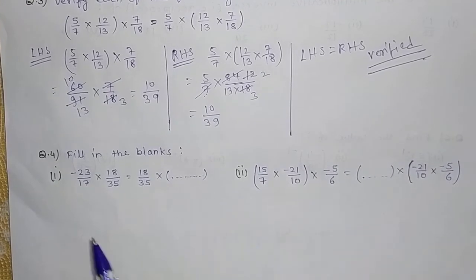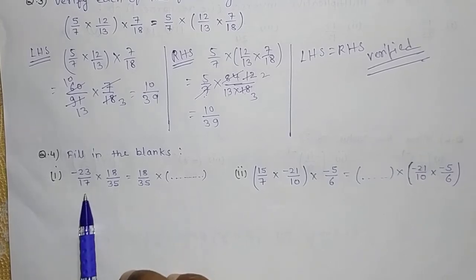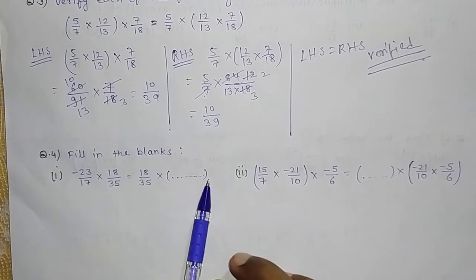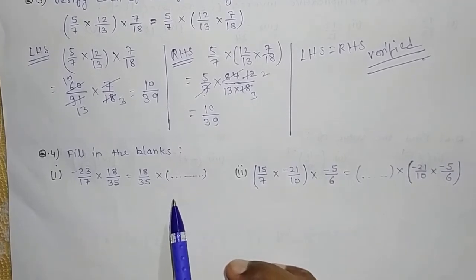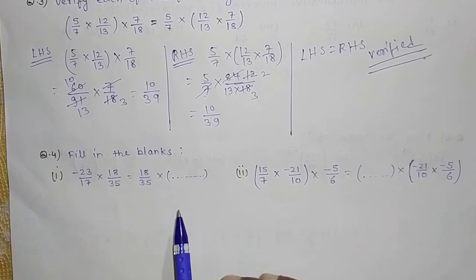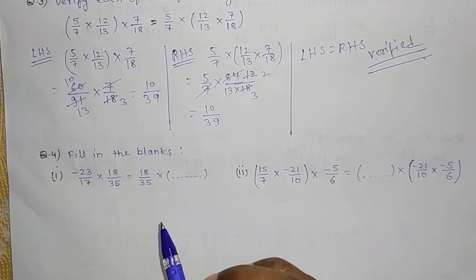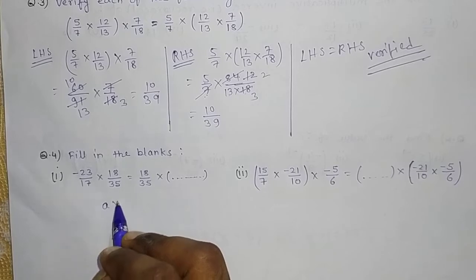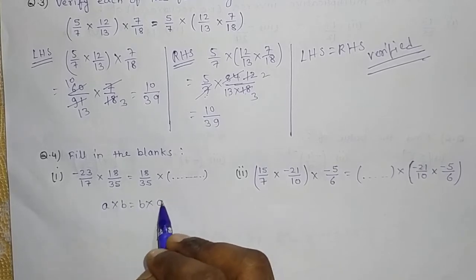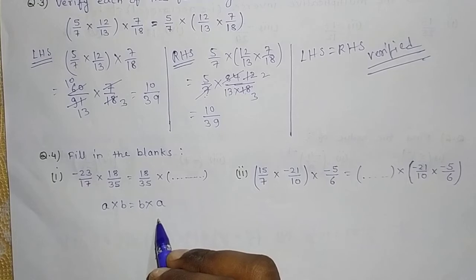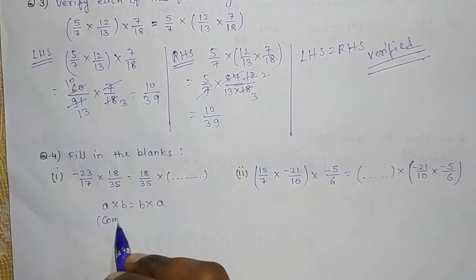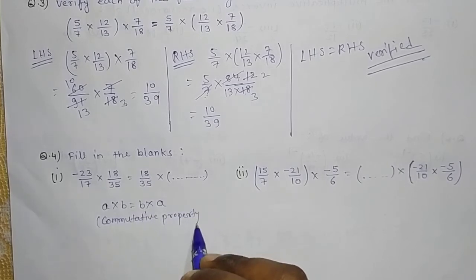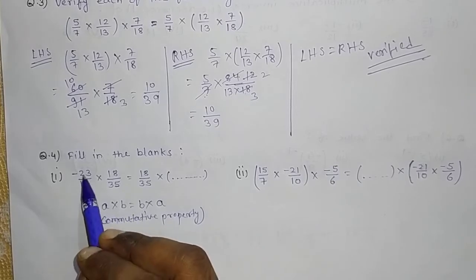Fill in the blanks. Here question is given minus 23 upon 17 into 18 upon 35 equals to 18 upon 35 into fill in the blanks. Now we know that what is commutative property. We know commutative law. A into B equals to B into A. This is commutative law. Commutative property. So here A is minus 23 upon 17.